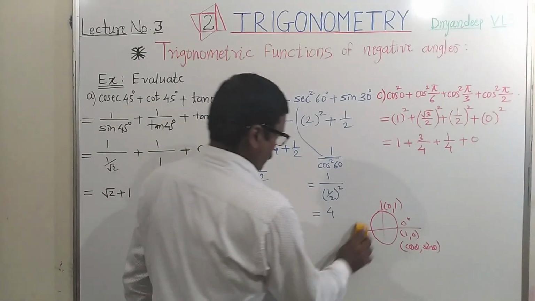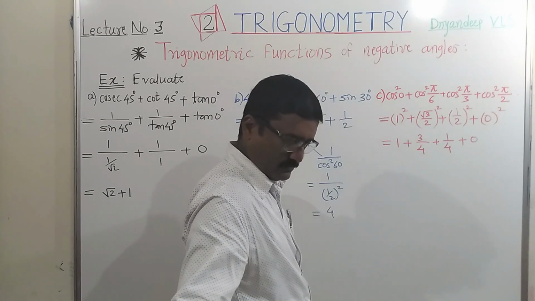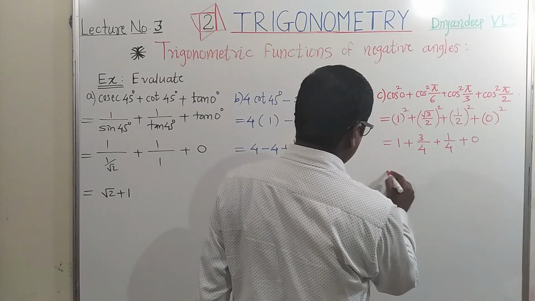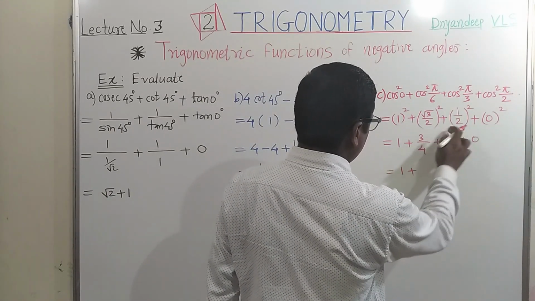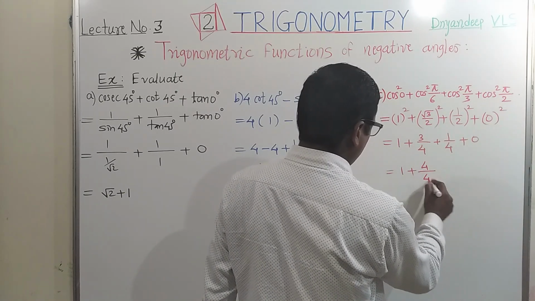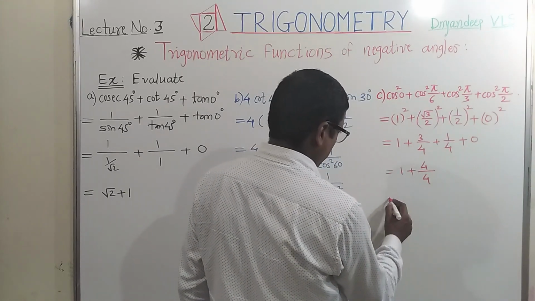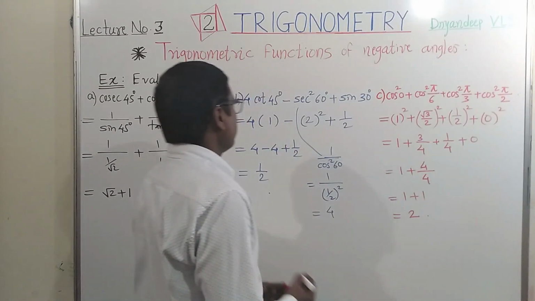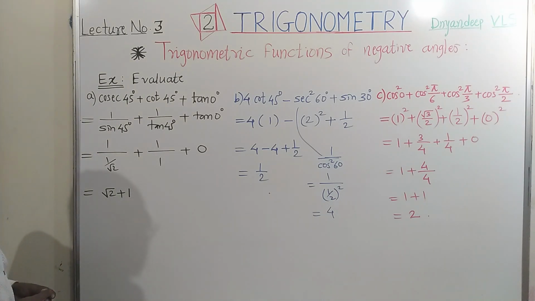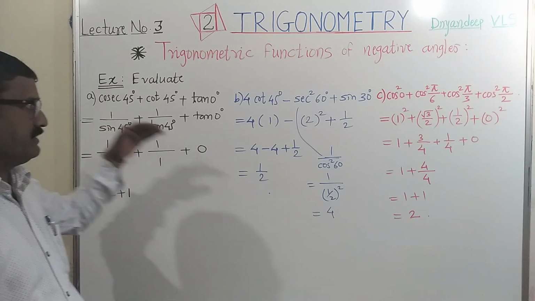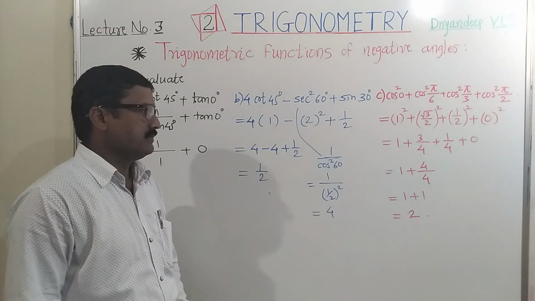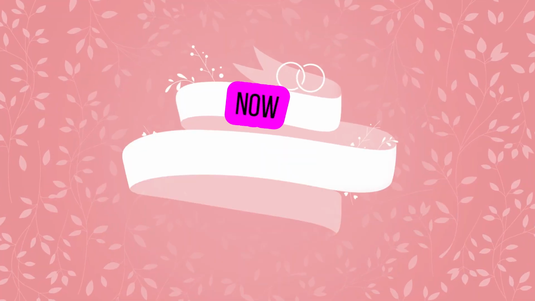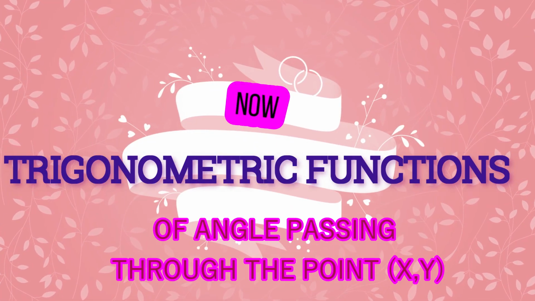Okay. Now simplify that. This is nothing but 1 plus 3 plus 1 is 4, and denominator 4 is over here. So it is equal to 1 plus 1, that is equal to 2. So these are very simple trigonometric expressions. You can easily find the values of these trigonometric expressions within 1 or 2 minutes. Okay. Now we will see the second example.